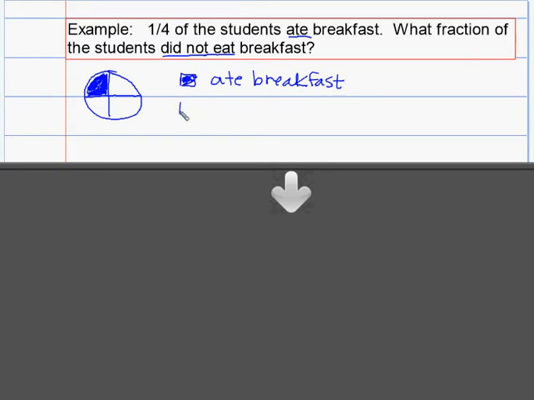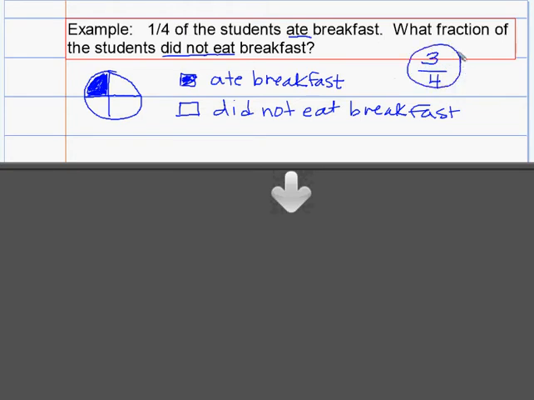Okay. So that means the white area is the did not eat breakfast. Okay, so what fraction is represented there? Well, it's still fourths, so my denominator has to be a 4. I'll put this here. Denominator has to be a 4. And how many are not shaded? 1, 2, 3 of them. So your answer would be 3/4.